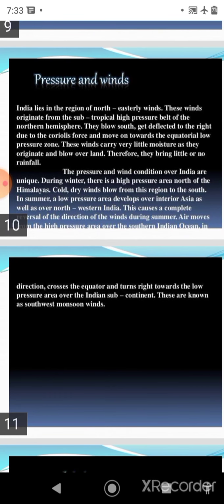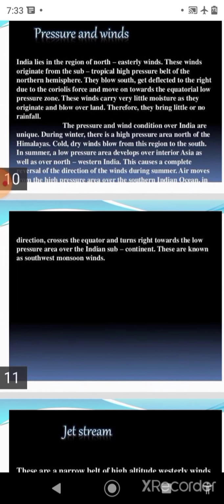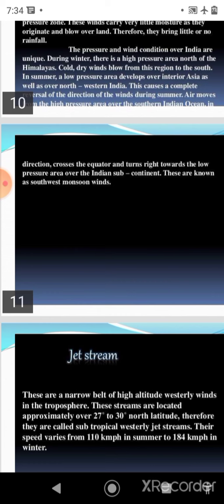But during the summer, our country is indirectly under the influence of southeast trade winds. These are the winds which blow from the subtropical high pressure belt in the southern hemisphere towards the equatorial low pressure belt. And as these winds blow from the southeast, we call these winds southeast trade winds. And when these winds cross the equator, their direction changes to southwest. So these winds are known as southwest monsoons in our country, and our country gets rainfall.